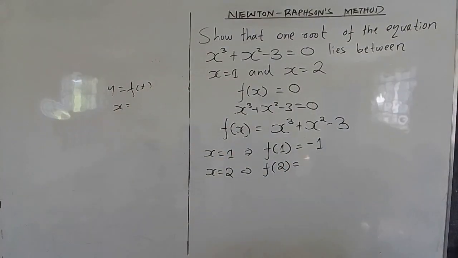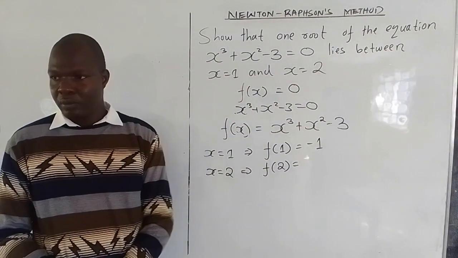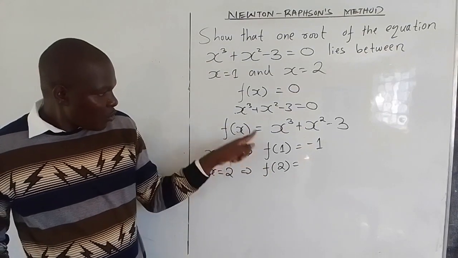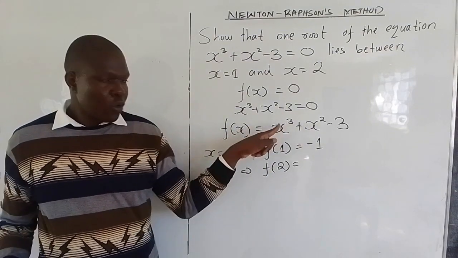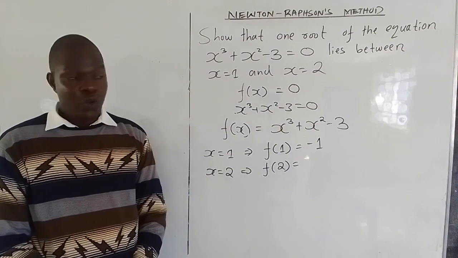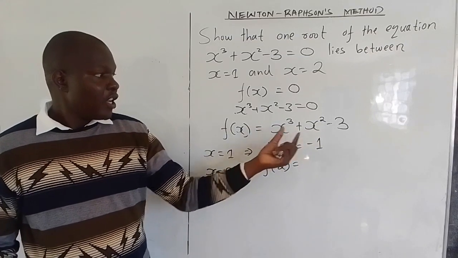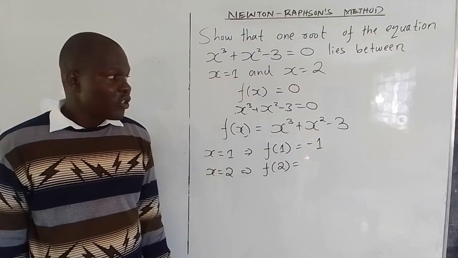Good. So when x is 2, what is the value? Where there is x, you put 2. 2 cubed plus 2 squared minus 3. You get 5, isn't it? Because this is 8 plus 2 is 8 plus 4 is 12. It is not 5.